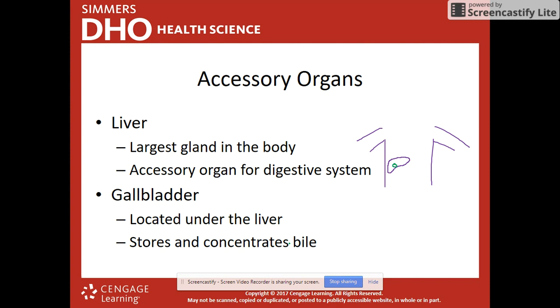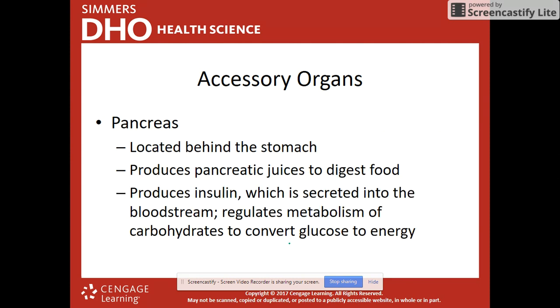So a lot of people have had their gallbladder removed. It's not a vital organ. Again, it's just storing bile. If you have it removed, then the liver just has to produce bile as you eat because there's no place to store it. You may have to eat a little bit slower, but other than that, you're going to be fine without a gallbladder. Other accessory organ is the pancreas, and so it's located behind the stomach.